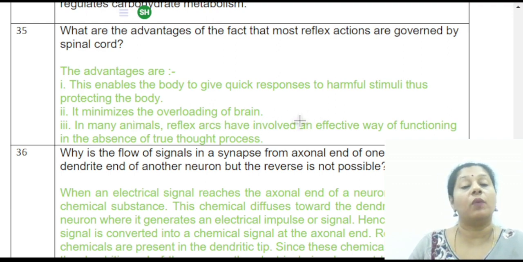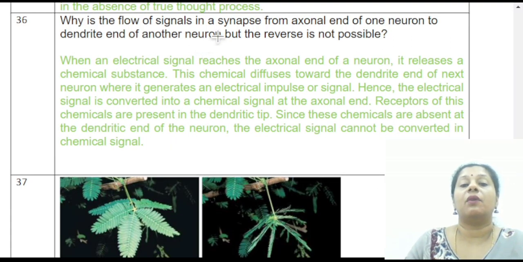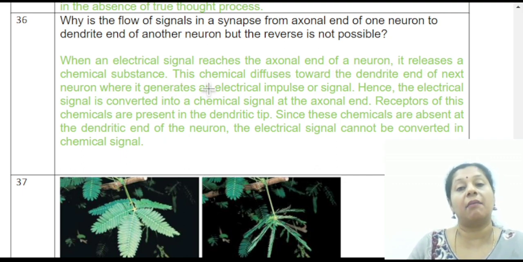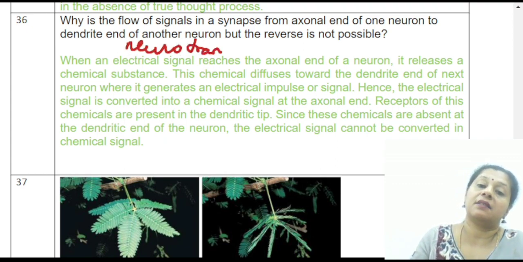It minimizes the overloading of the brain, because the brain involves intricately arranged neurons for the thinking process. In many animals, reflex arcs have evolved as an efficient way of functioning in the absence of a true thought process. Why is the flow of signals in a synapse from the axonal end of one neuron to the dendrite end of another neuron, but the reverse is not possible? When an electrical signal reaches the axonal end of a neuron, it releases a chemical substance. These chemical substances are otherwise called neurotransmitters.